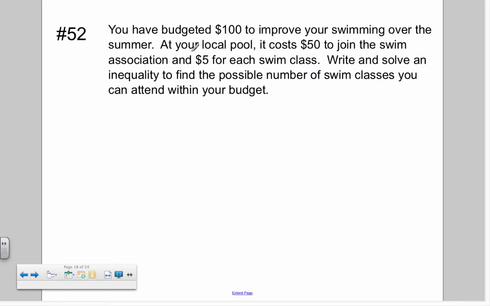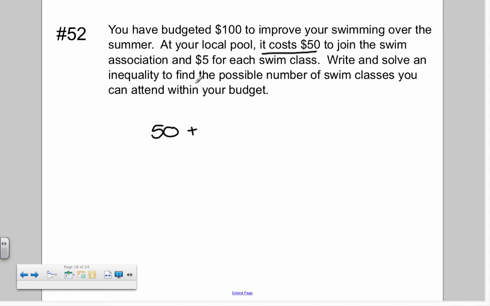We're going to look for something that has a fixed cost. So here, my fixed cost when I'm looking at the pool is $50. It cost me $50 to join the swim association. So I'm going to put that down, $50. That number does not change, so it does not have the variable attached to it.